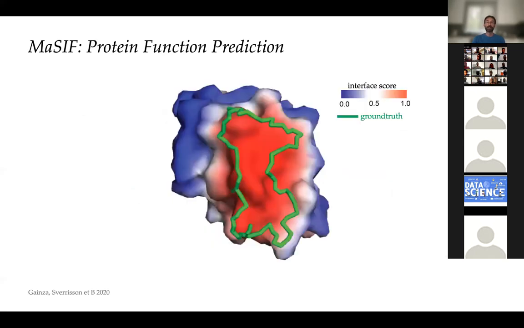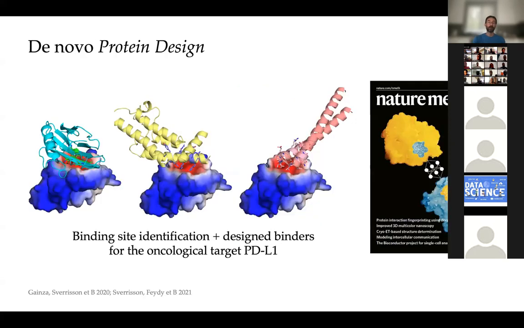So here you can see an interface score. The red tells you that this is where the protein will likely bind, attach to some other protein. And we use this architecture to design de novo, or from scratch, potential binders or inhibitors for this oncological target PD-L1.